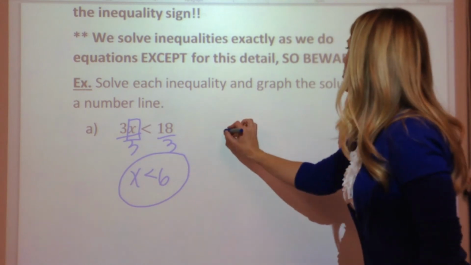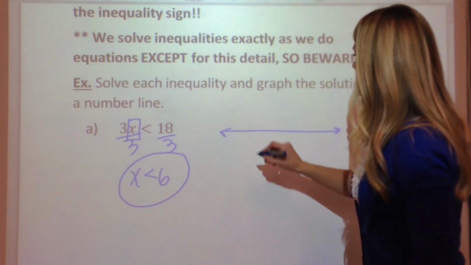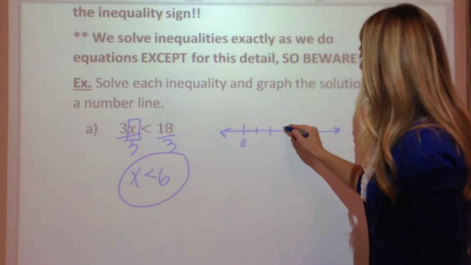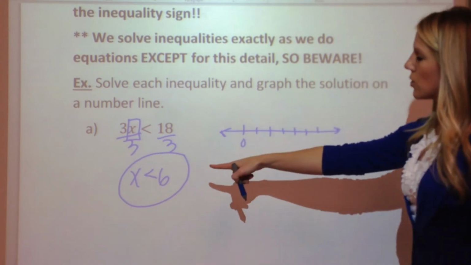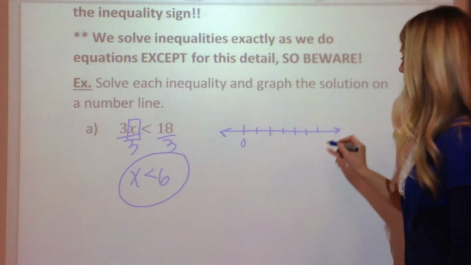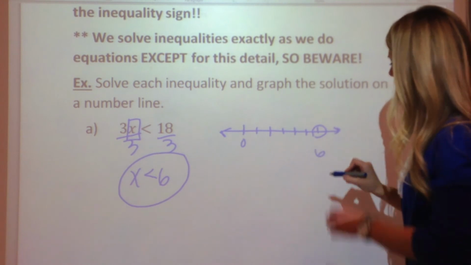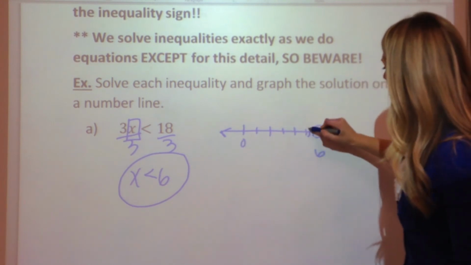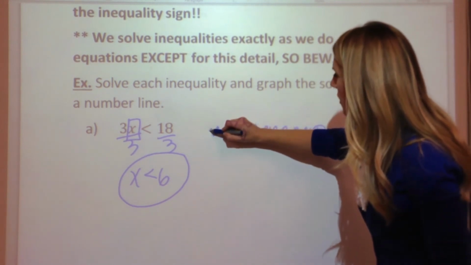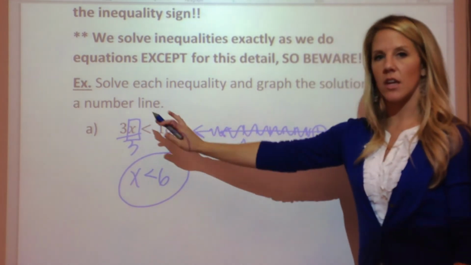So the exact same steps, it's just we don't have an equal sign, we have a less than sign. So what does that look like on a number line? Well, we have 0, 1, 2, 3, 4, 5, 6. It's going to be an open circle because it's not equal to. So here's 6, and it says less than. So I want to shade everything to the left. So I just shade it, and then I show an arrow to say, hey, everything forever to the left.